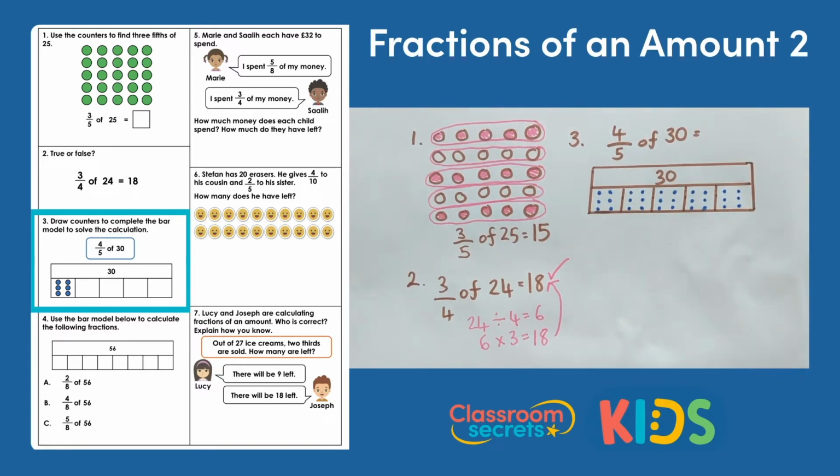Just to make sure that this is right, I could either count each individual dot and see if there are now 30, or I could use my mathematical times table knowledge. If there are 6 dots in each group and we have 1, 2, 3, 4, 5 groups, 6 times 5 equals 30. So I know that that bar model is now complete.